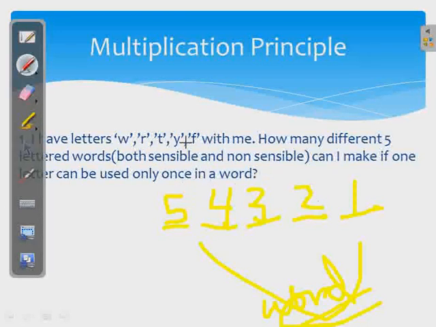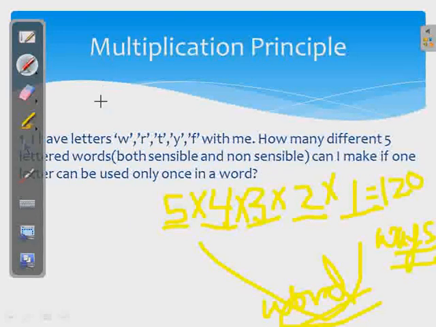And now how many words are possible? Here again we use the multiplication principle, and thus we get 5 times 4 is 20, times 3 is 60, times 2 is 120. 120 ways are there for us to make different types of 5-letter words.